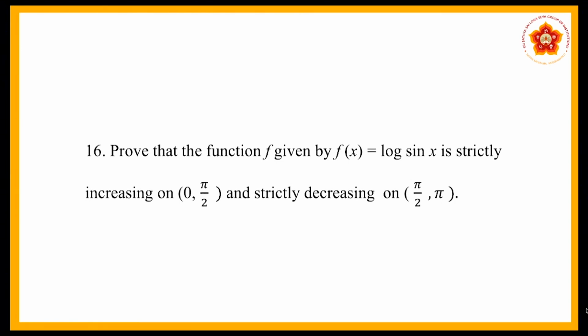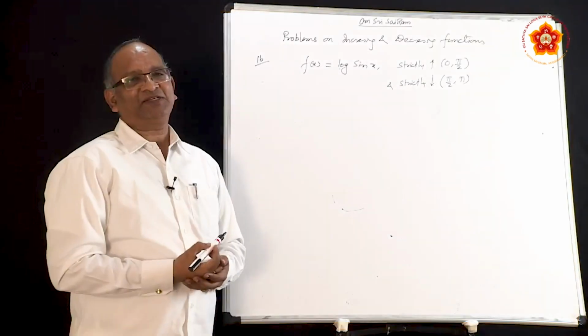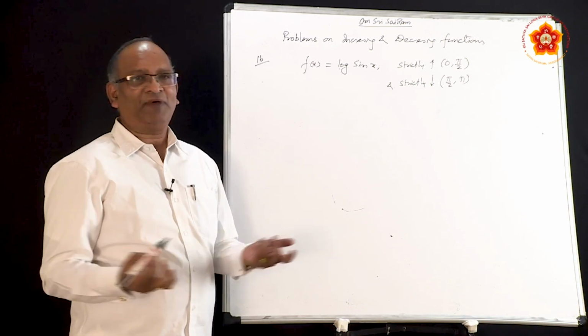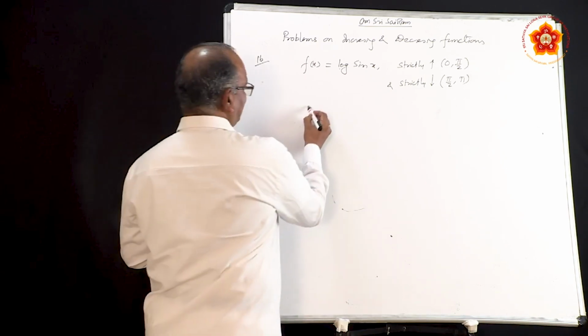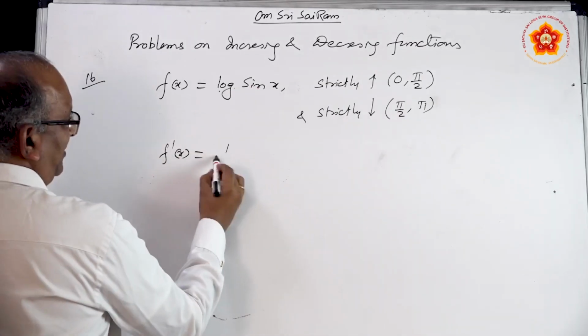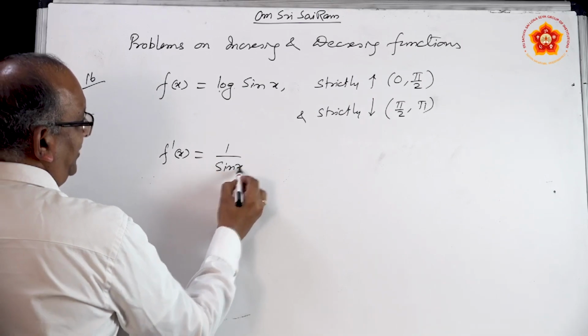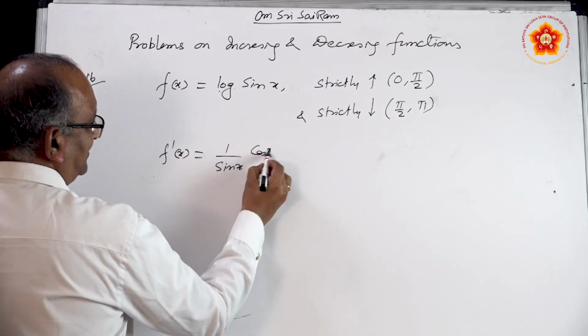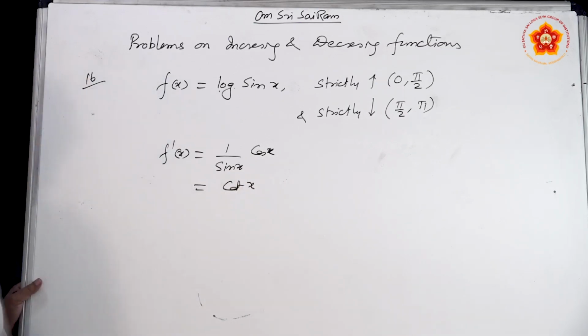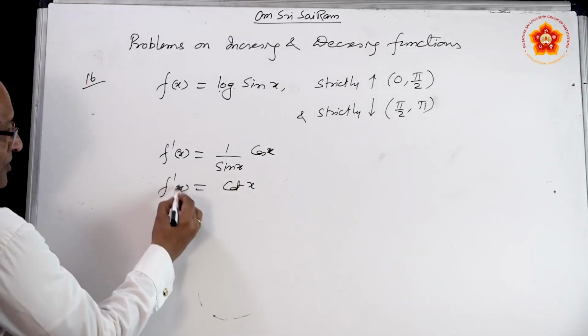Very simple problem. In fact, this kind of problems are asked for 1 mark. How do you solve? Find the derivative. What is f dash x? Derivative of log sin x. So, it will become 1 by sin x into derivative of sin x is cos x. So, the answer is cot x. Derivative is nothing but cot x.